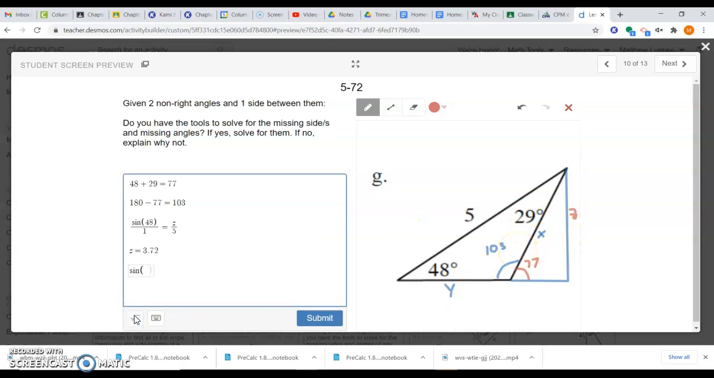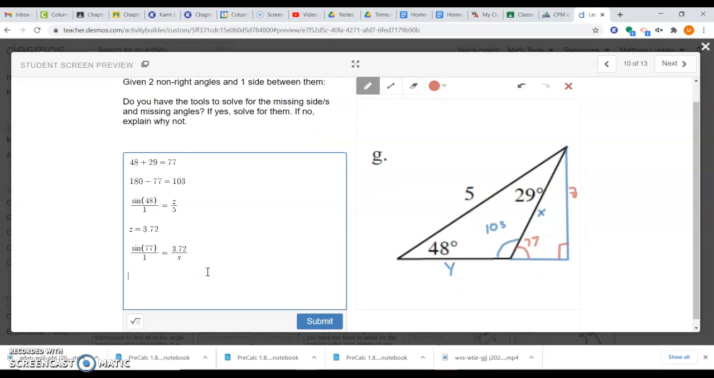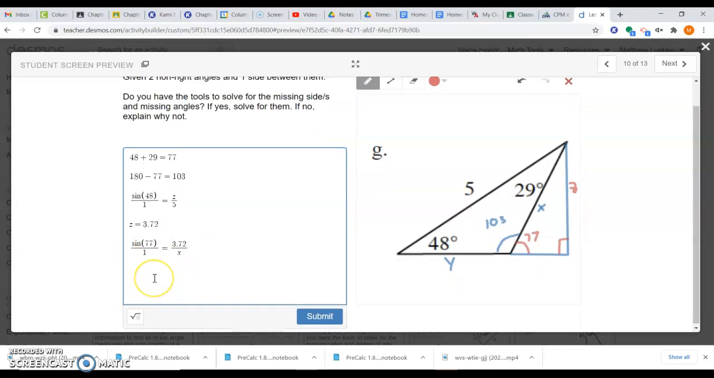So let's see that. The sine of my 77, so we're looking at this smaller right triangle on the right, put that over 1, set it equal to the opposite over the hypotenuse. Well, the opposite is z, it's across from the 77, and we said z is 3.72. And I put that over the hypotenuse, and the hypotenuse is x because it's across from your right angle here. And so 3.72 over x, and now I can solve for that missing side length. Cross multiplying, I get 1 times 3.72, which is 3.72, and then I get the sine of 77 times x.